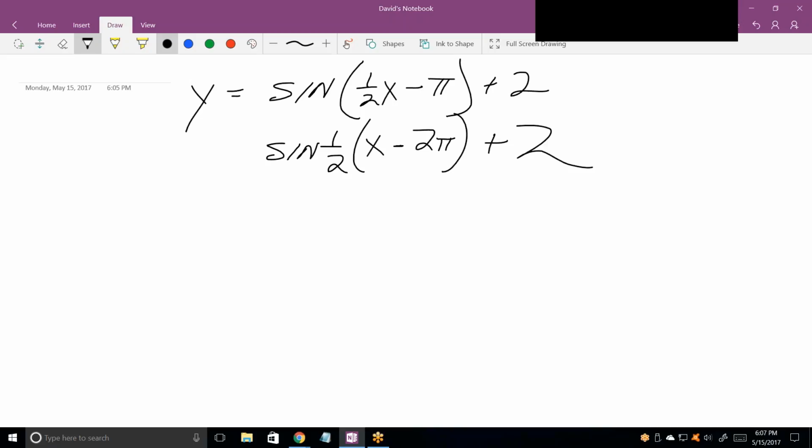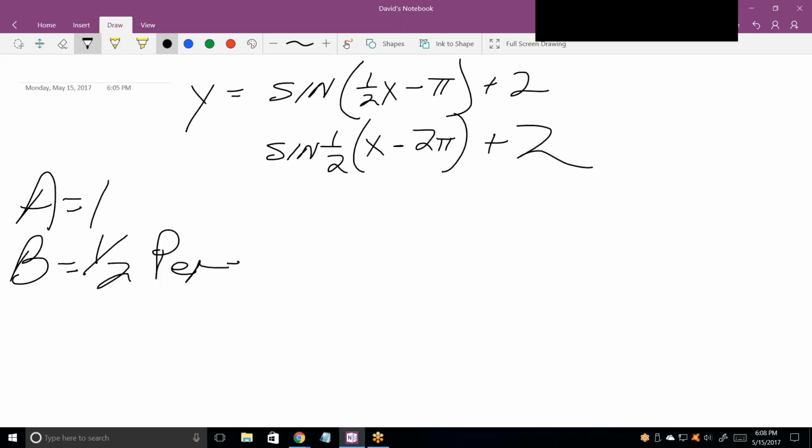Yeah, it is. Exactly. So, A is what? 1. B is what? 1/2. Period is what? 2 pi. Period is always 2 pi over B. Right. That makes it 4 pi. So 4 pi. Correct. Okay.